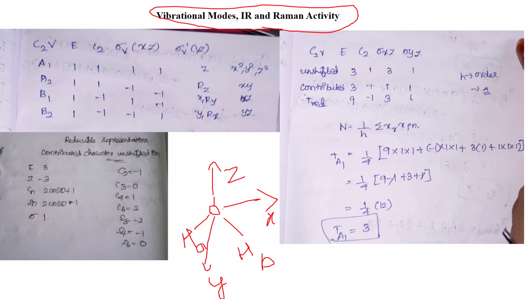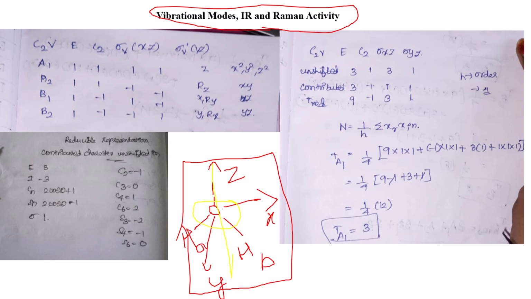And sigma XZ is a reflection, where the plane is the plane of the paper. So all 3 atoms are unshifted with respect to sigma XZ, so this one is 3. For sigma YZ, we cut the molecule and the two atoms reflect into each other, so these 2 are moved. Only the O is unshifted, so this one is 1.